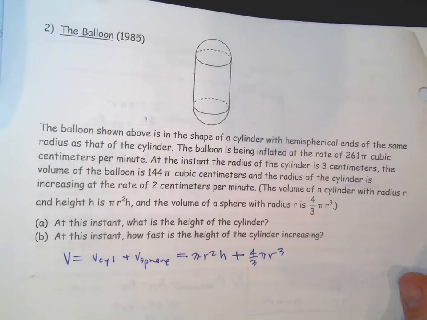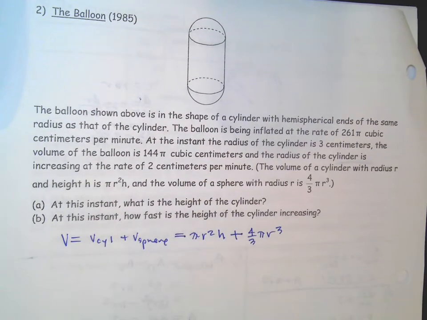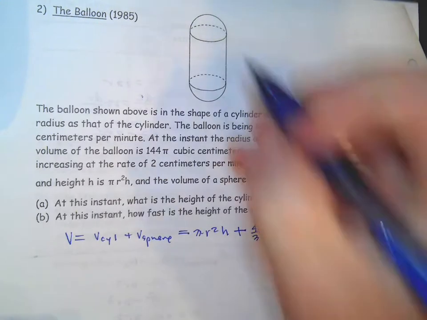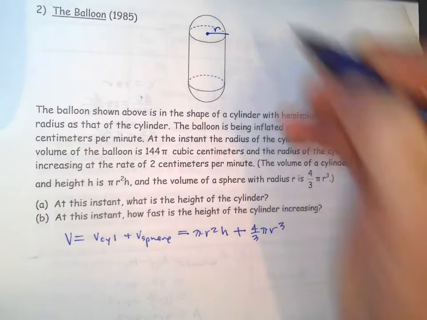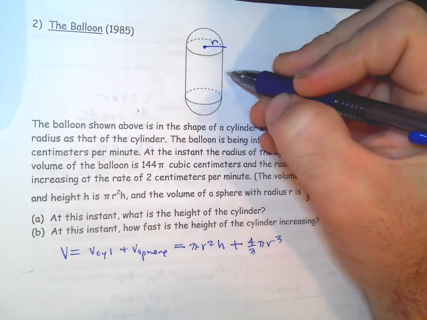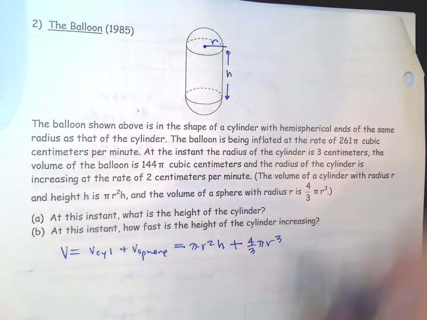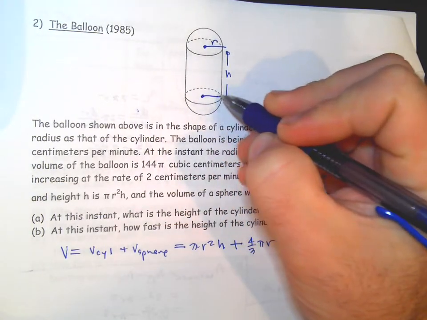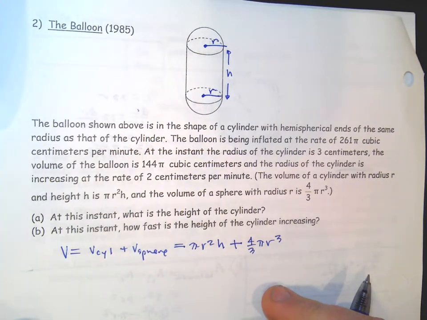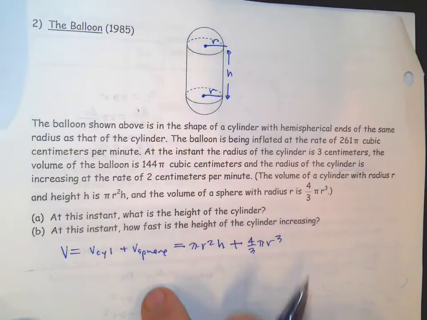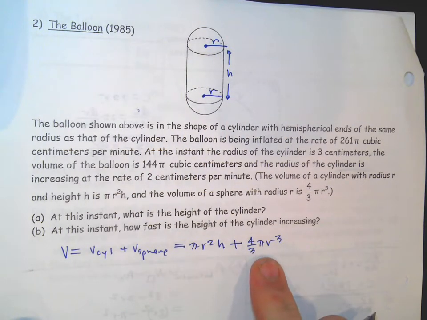We have the balloon, like a balloon animal balloon, and I give you the hint that you think of it as a sphere and a cylinder together. So the cylinder has a height. The sphere and the cylinder both have the same radius. So the total volume is the volume of the cylinder plus the volume of a sphere. The two half spheres make a full sphere. Pi r squared times h, plus 4/3 pi r cubed. So we're going to probably use that. At this instant, what is the height?